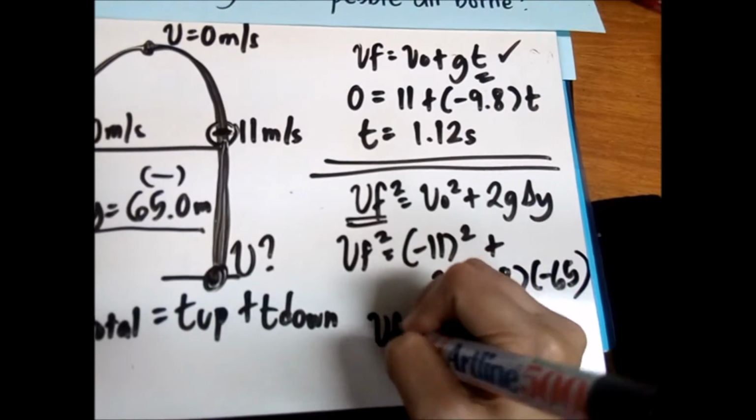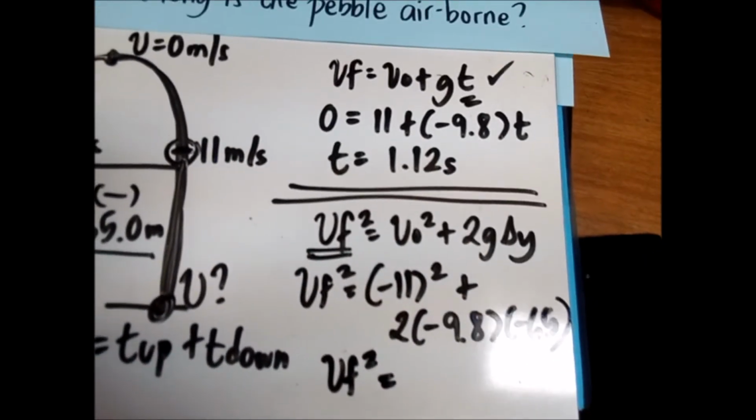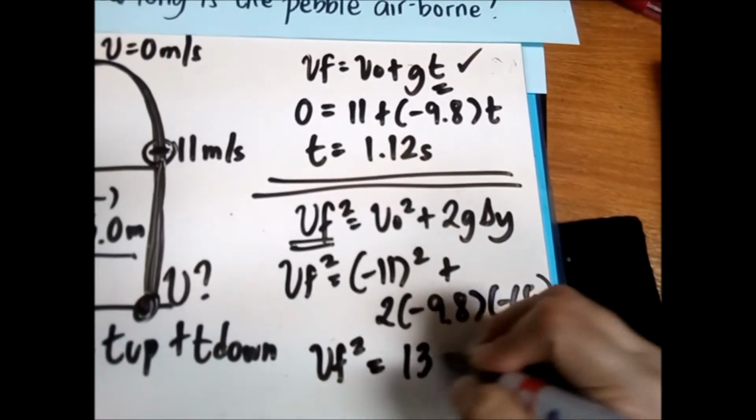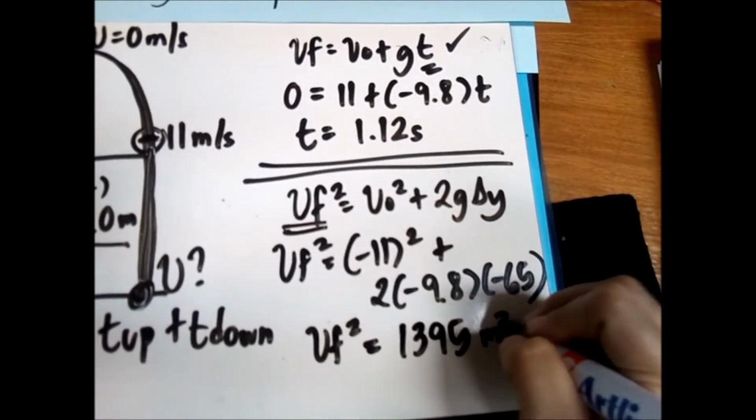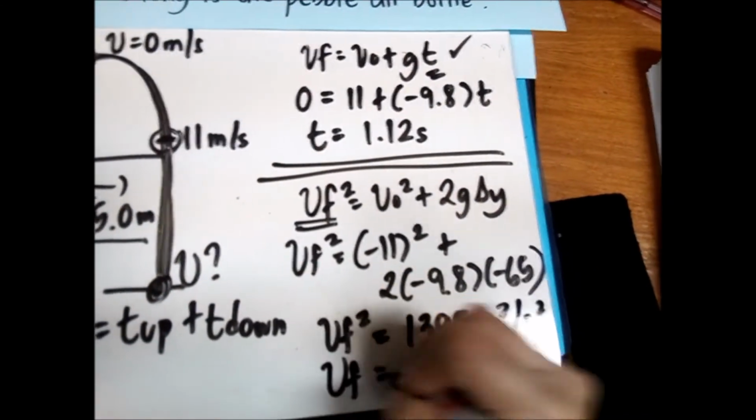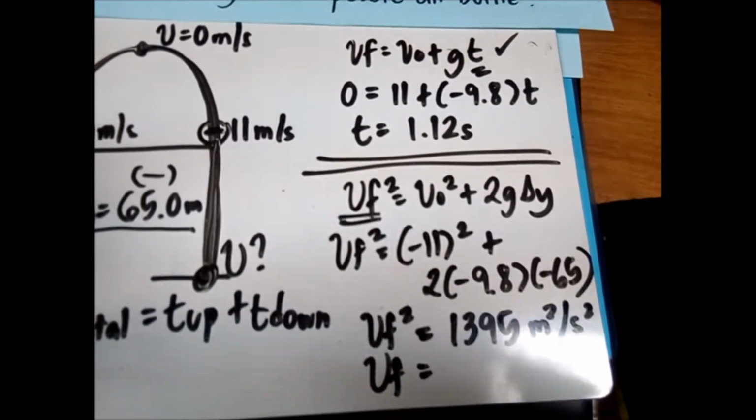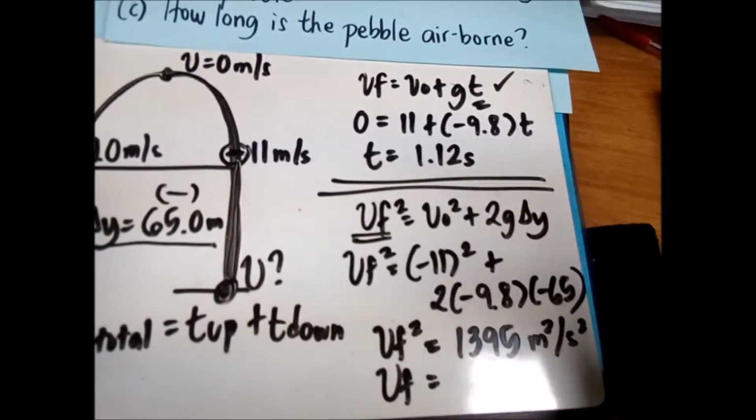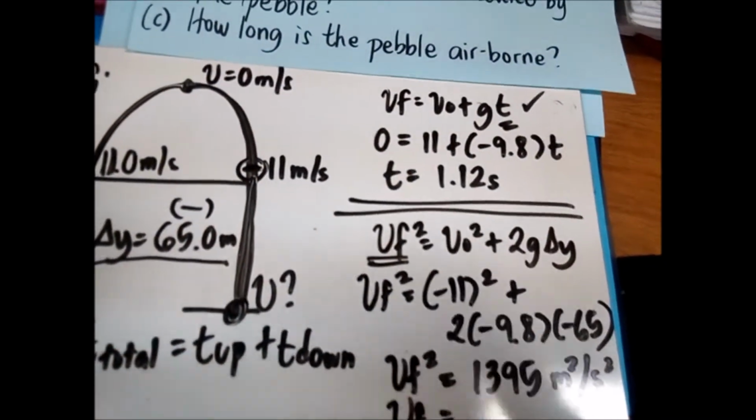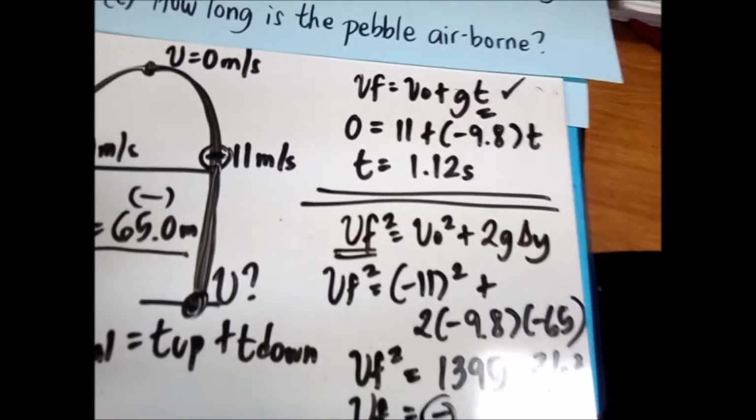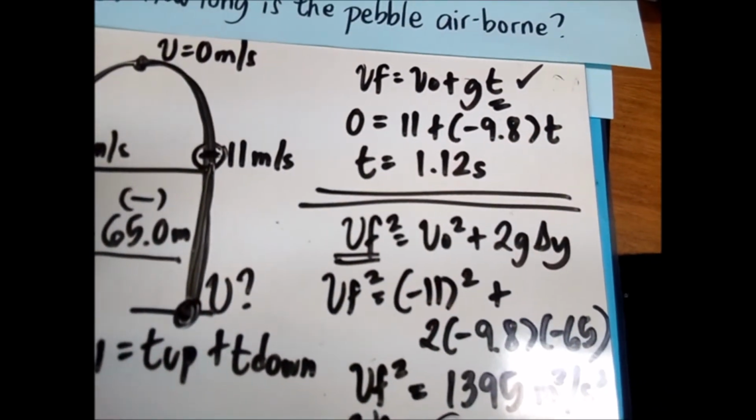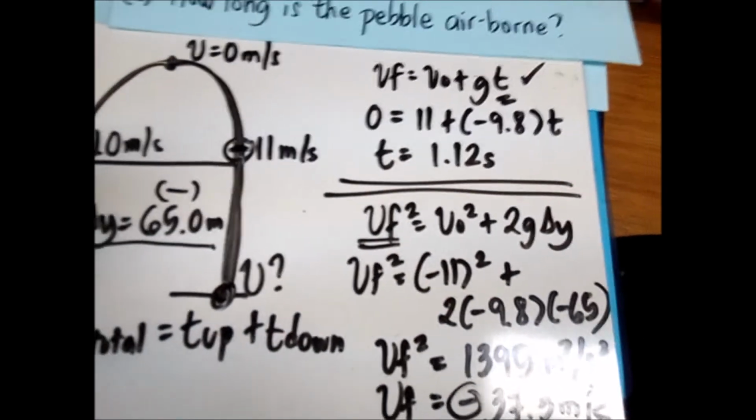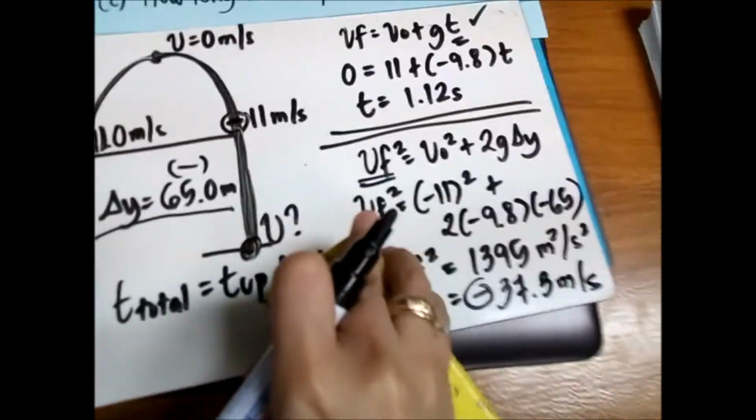Okay, so our Vf squared is equal to what? Our Vf squared is 1,395 meters squared per second squared. Okay, so we have two values of our Vf, a positive one and a negative one. So what is the sign that we will take? The negative one, because our object is approaching the reference point or is going downward. So our velocity before impact is 37.3 meters per second.